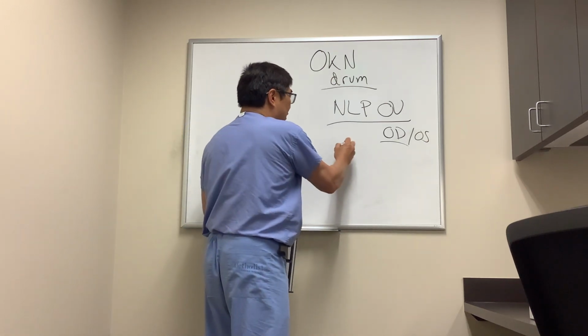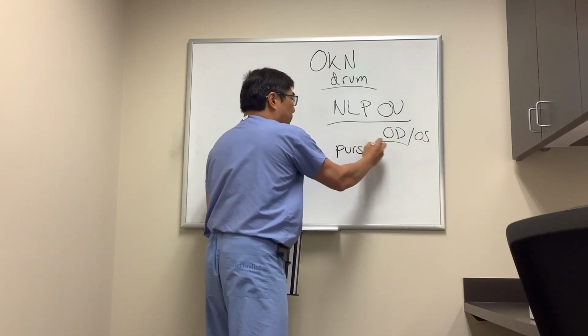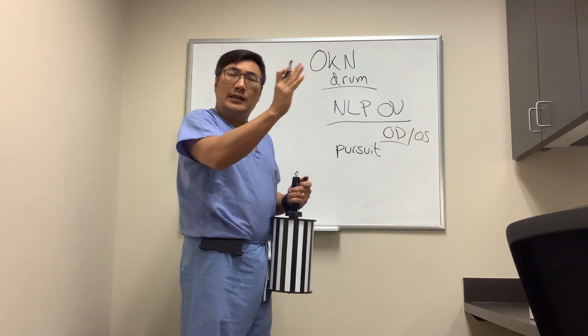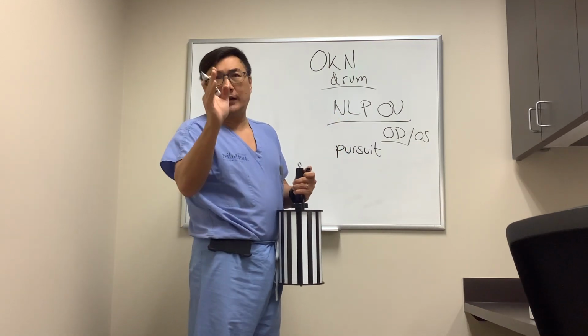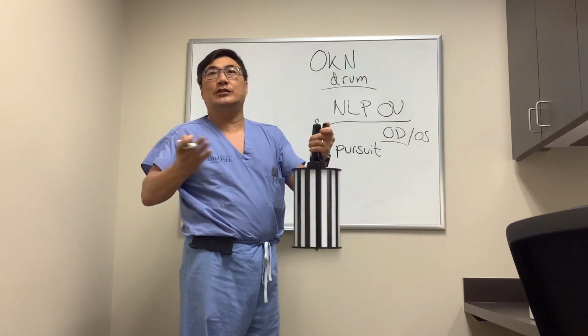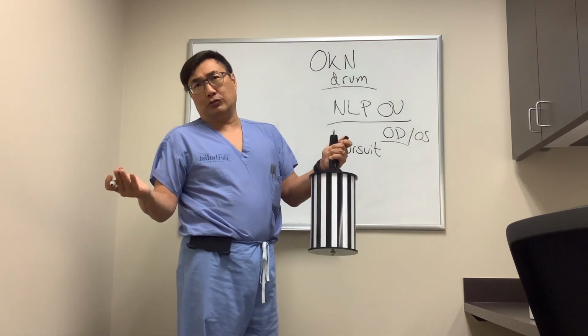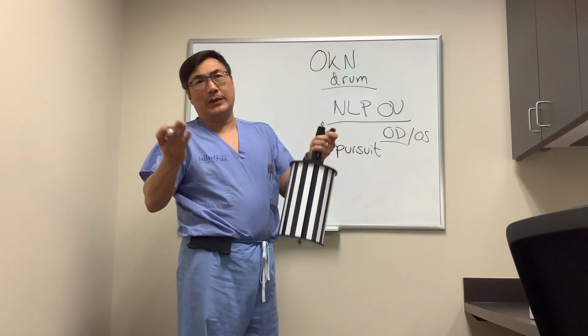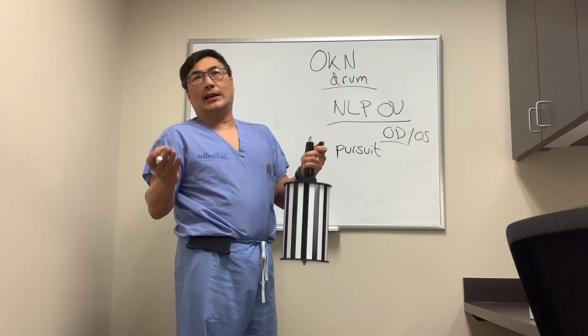The other way we can use it is to test for the pursuit function. So as you're pursuing, the OKN will generate a corrective saccade. And so you have an asymmetric pursuit, like in a parietal lobe lesion versus an occipital lobe lesion. The pursuit will be abnormal in the parietal lobe lesion because that's where the parietal pursuit mechanisms start.